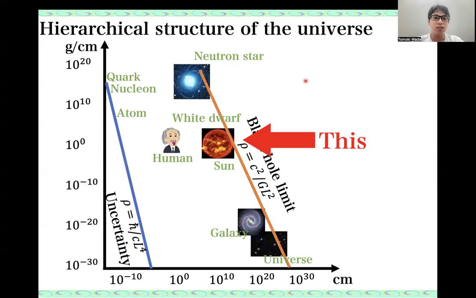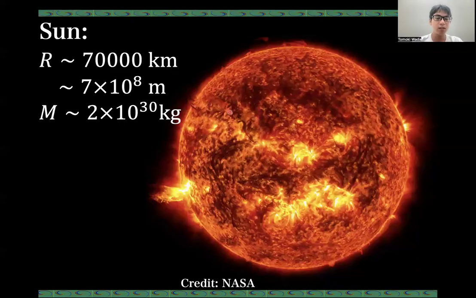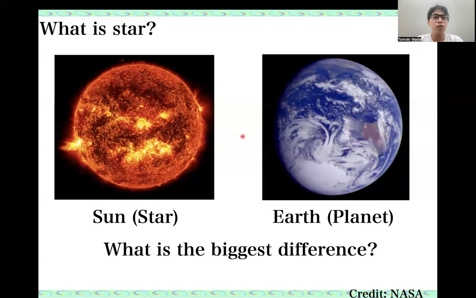Today's target is stars, here in this figure, like the Sun. Let's consider what a star is. I show two astronomical objects, Sun and Earth. Sun is a star and Earth is a planet. What is the biggest difference between them? Let's consider.